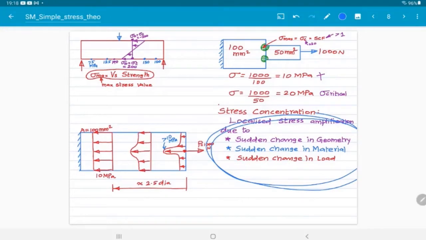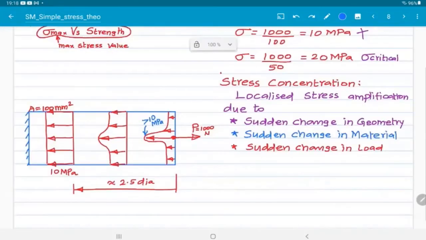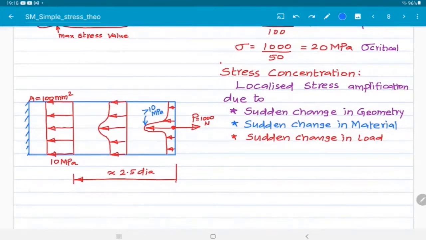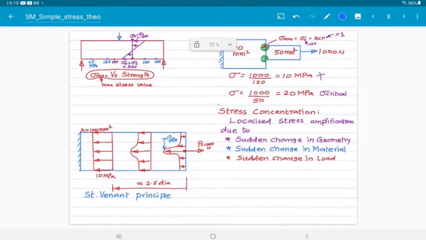The sudden change in load effect is called the Saint Venant principle. What is the principle? If you travel more than 2.5 times the diameter or width of the cross section, the stress distribution will be uniform. Next.